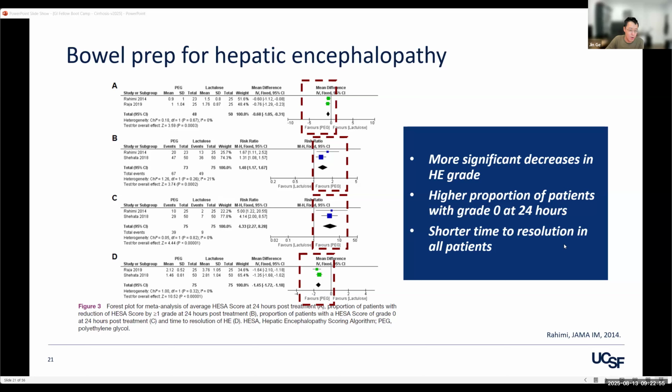I want to query the second and third years. Have you guys ever seen us on LTU just start giving GoLYTELY to our patients? So Steph, have you seen that?